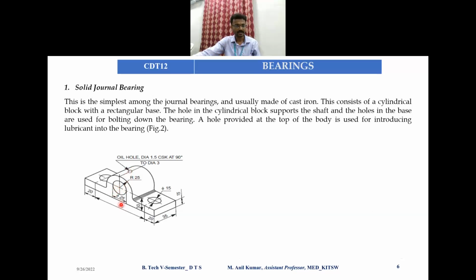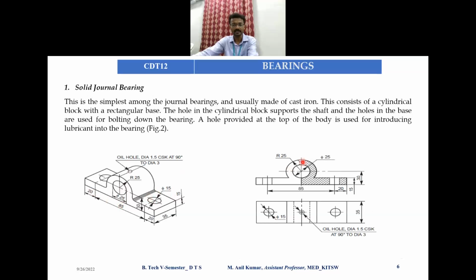This is a solid journal bearing, and its representation will be like this: front view and its top view. We are going to draw this on our drawing sheets in the regular practice hours.